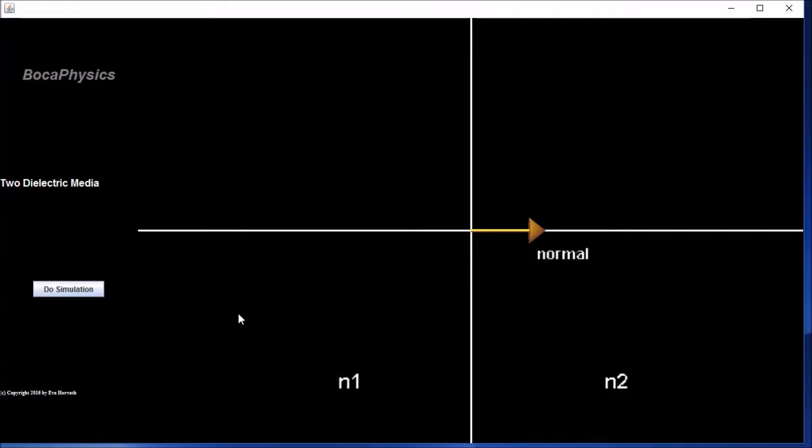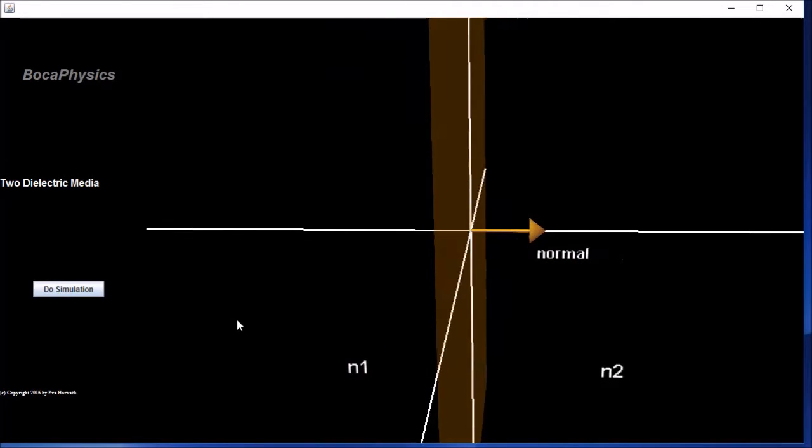In this BocaPhysics video, you'll see a set of simulations depicting the behavior of electromagnetic waves at the interface between two linear but non-magnetic media. We're interested in the reflection and refraction of an incident wave. Let's suppose we have linear media characterized by indices of refraction n1 and n2 respectively. We take the normal to the interface as pointing to the right from this viewpoint.